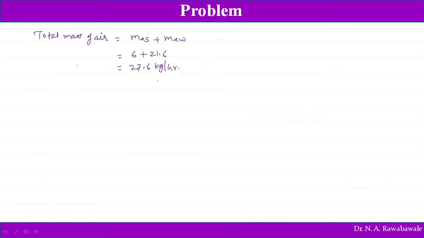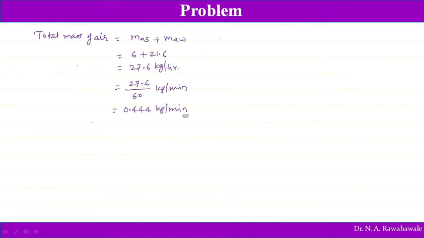If we want to find this per minute, we divide by 60: 27.6 divided by 60, which is nothing but 0.444 kg per minute. Why are we converting this into per minute? Because RPM, revolutions per minute, is given. Therefore we are converting it into per minute.